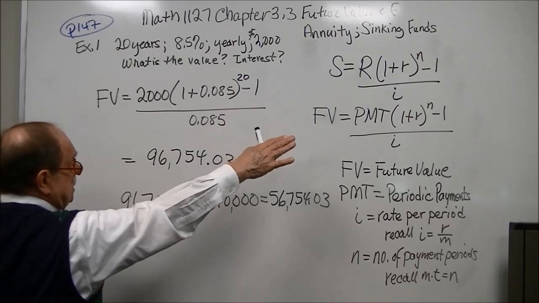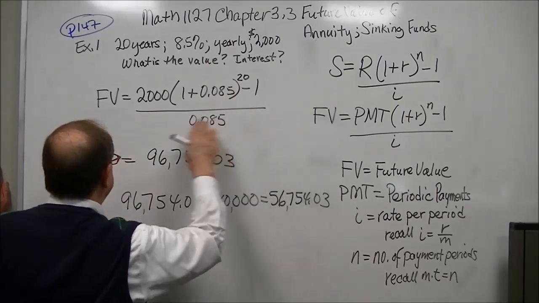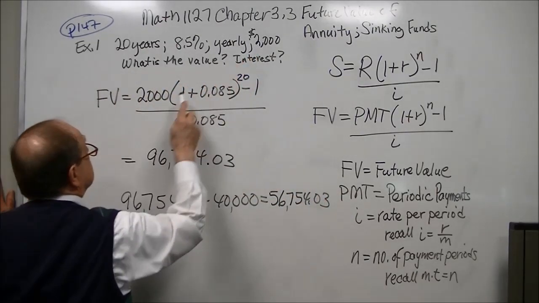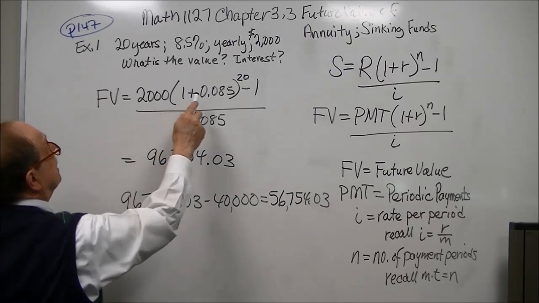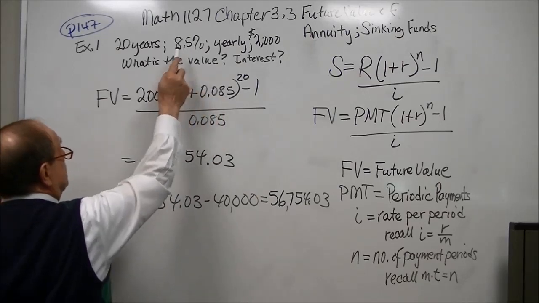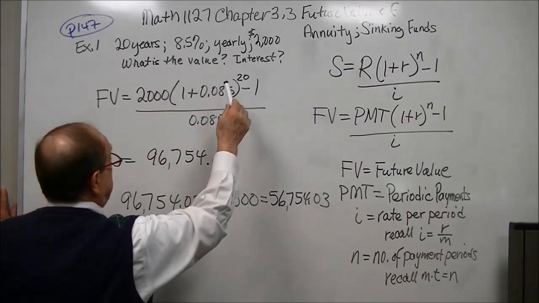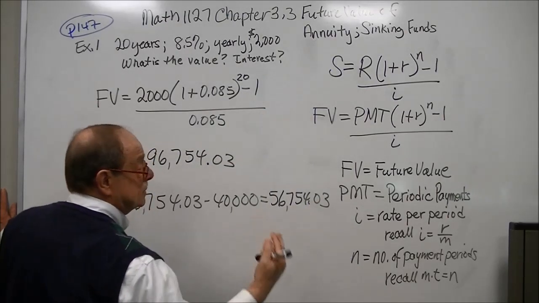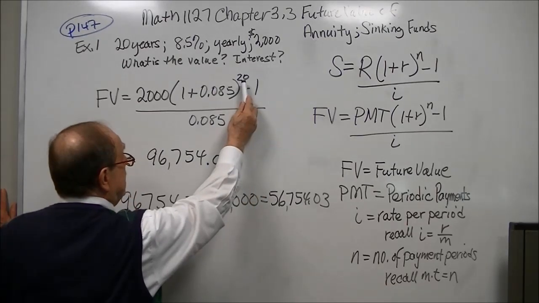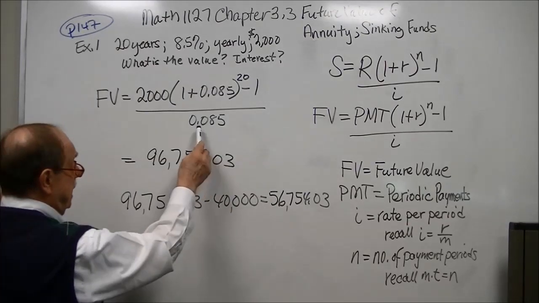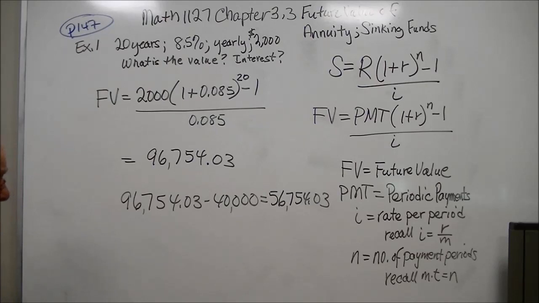So here in this formula then, for future value, we don't know that. The periodic payments will be $2,000. The interest rate is 0.085 that we converted. The N, which is the number of payments, since it's going to be annually compounded, is 20. Minus 1 is in the formula. And then again, I happens to be the rate. Since it's annually, you don't have to divide it by anything.